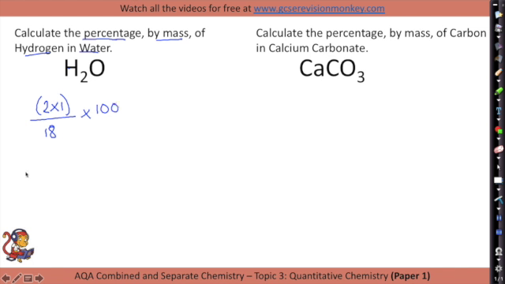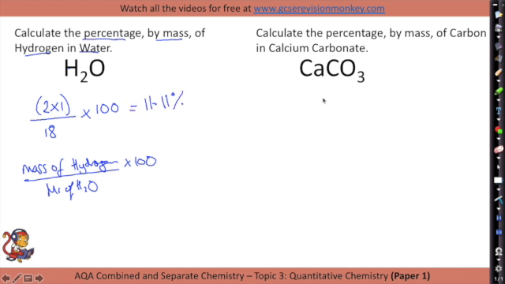So just to show you the working, we've done the mass of hydrogen divided by the relative formula mass of the whole of the water, and then multiplied by 100. So 2 divided by 18 multiplied by 100 would give us a percentage of 11.11%.